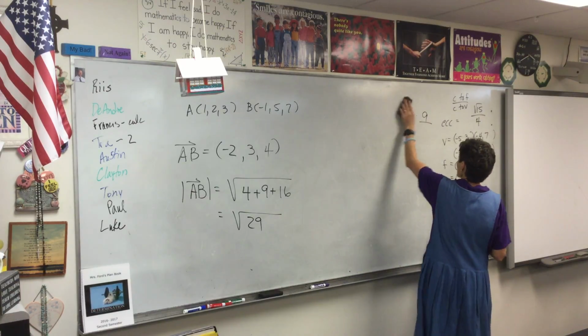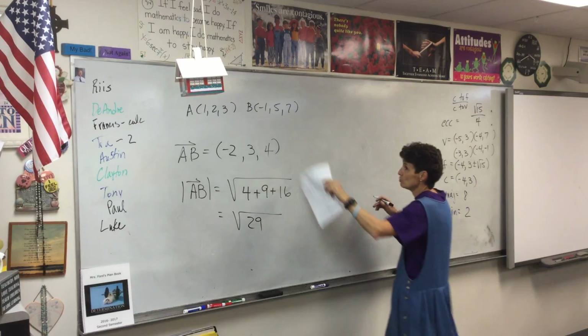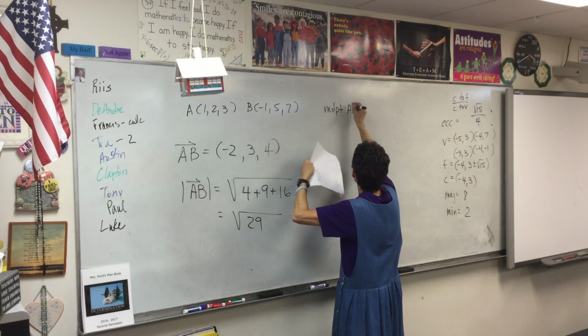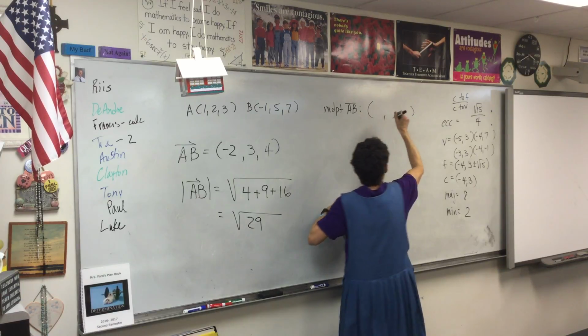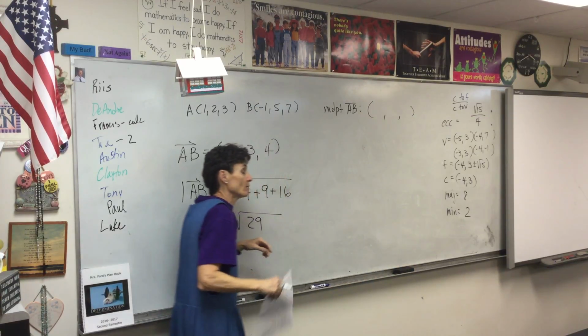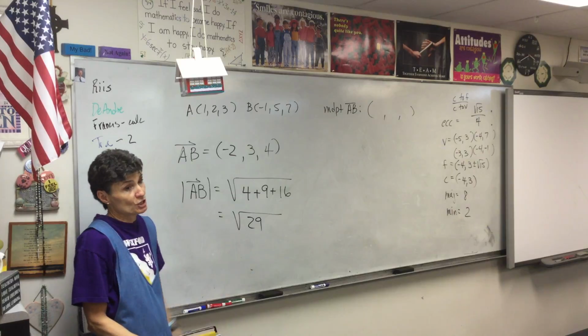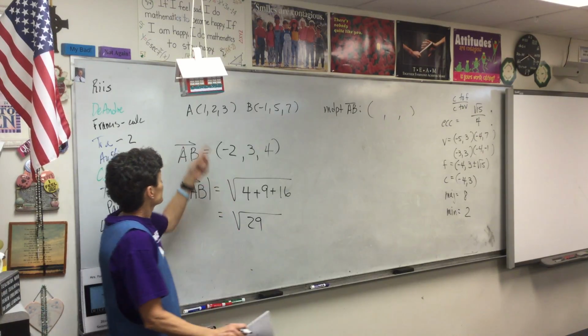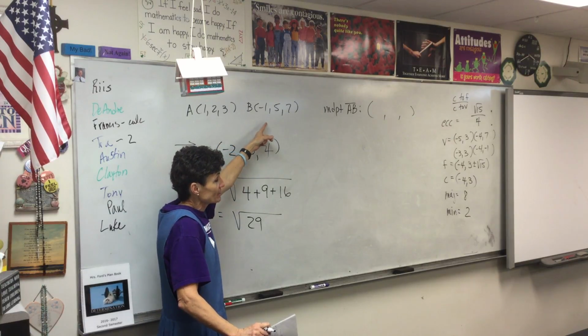Midpoint of AB. So we're taking those same 2 points right there, and we're finding the midpoint. Now, I'm as sick of saying it as you are of hearing it. Midpoint is average. It's the middle value, the average value. So we're going to add and divide by 2.